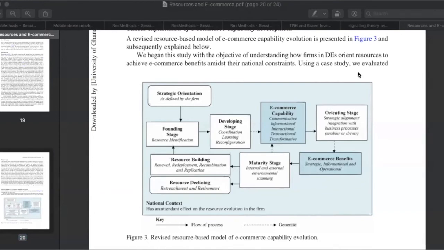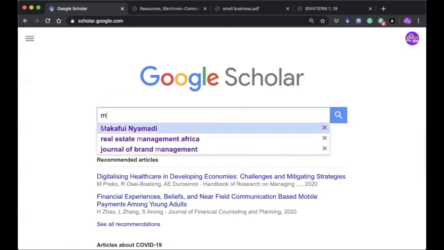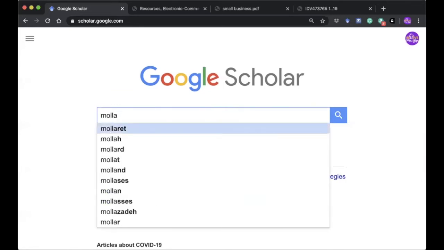Okay, so let me show you. Can you see the screen? I've opened Google Scholar. Are you seeing that? No, we are not seeing it. We can't see the Google Scholar. Then tell me you're not seeing it. Okay, so let's type Mula. Okay, now we can see Google Scholar.